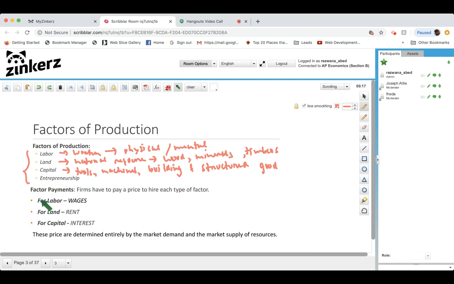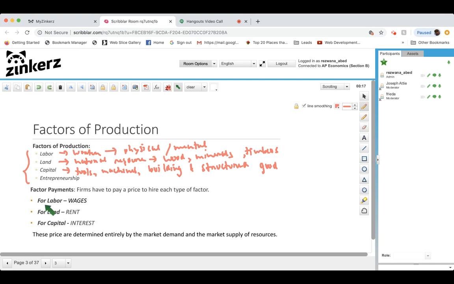And then firms have to get these factors of production from households, right? But they don't get them for free, of course. They have to pay a price to hire or get each one of these factors. So these are the different factor payments for the different factors.